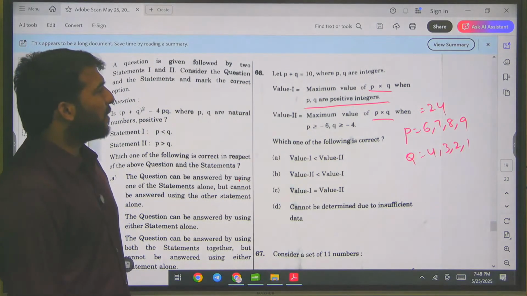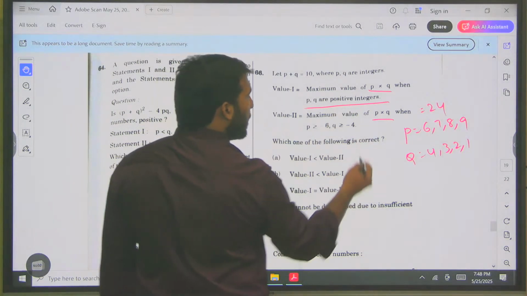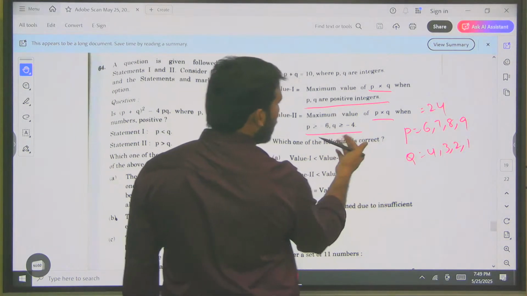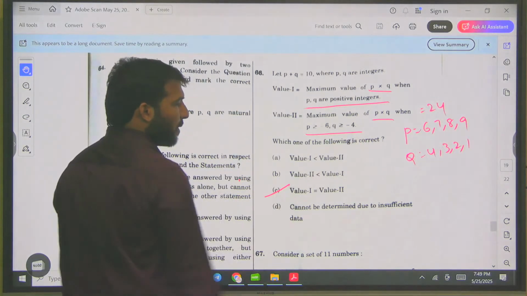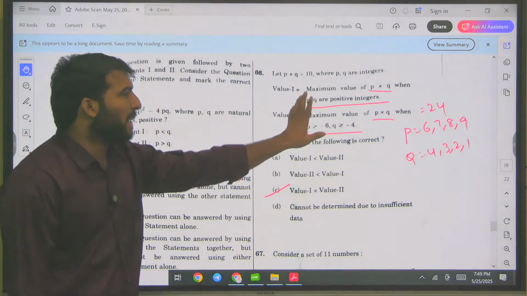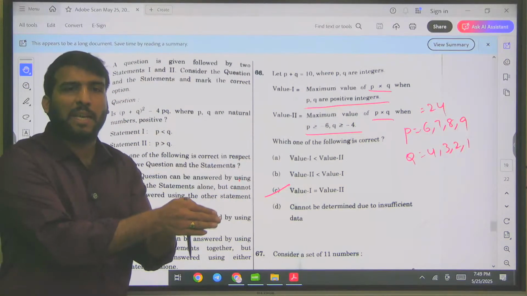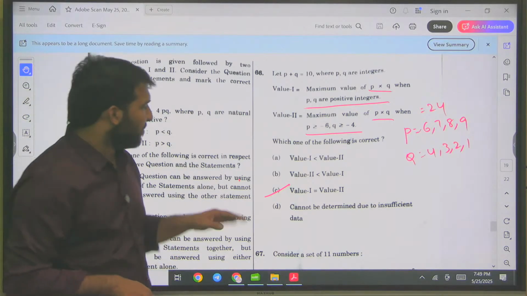And you may think 5 into 5 is equal to 25, since 5 plus 5 is equal to 10. Let me consider differently. Maximum value of P into Q: if the same value is obtained, then the answer will be value 1 is equal to value 2. Because P is greater than minus 6, greater than minus 6 means I can take plus 6 also, right? Minus 6 to plus 6.